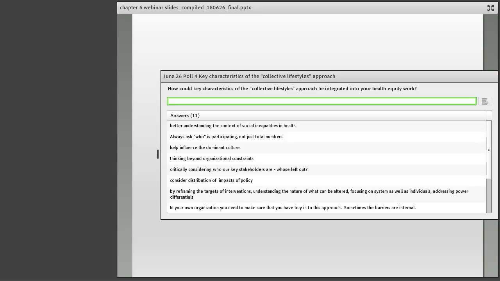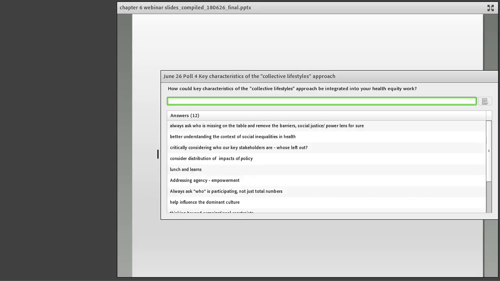Critically considering who our key stakeholders are, who is left out, the distribution of the impacts of policy, how do we influence that dominant culture, and beyond the organizational constraints, because that's a reality of all of our work, is that there are organizational constraints, whether it is budget, whether it is resources of other sorts, whether it is willingness and intention. There are going to be constraints, and often at an organizational level. So within that, what can we do and what can be done? Addressing agency and empowerment, and that's something I'd actually like to hear a bit more about in the Q&A, and I know we're going to hear from Amanda about that as well.